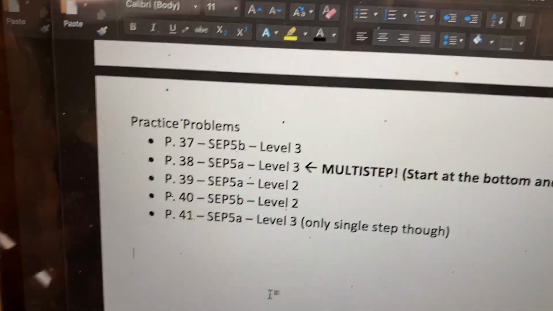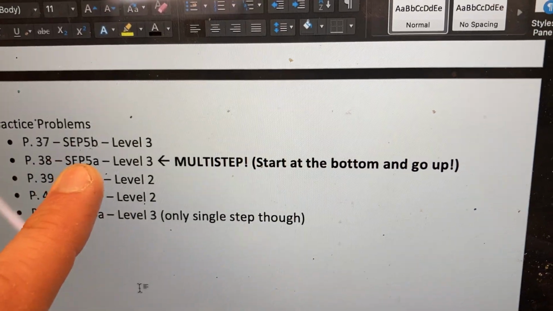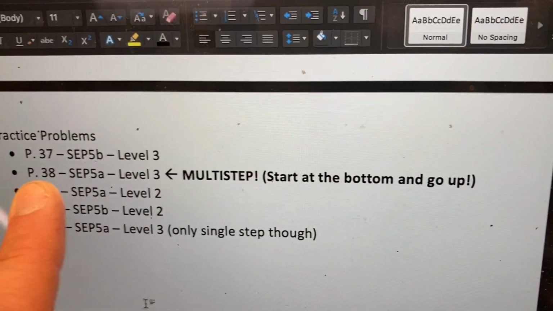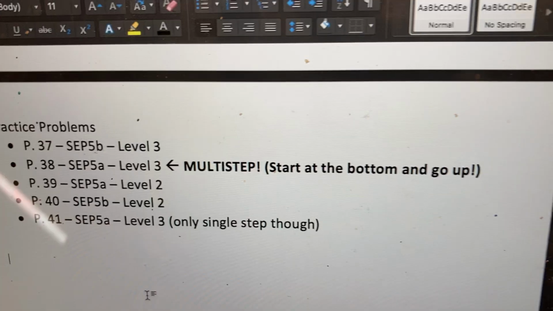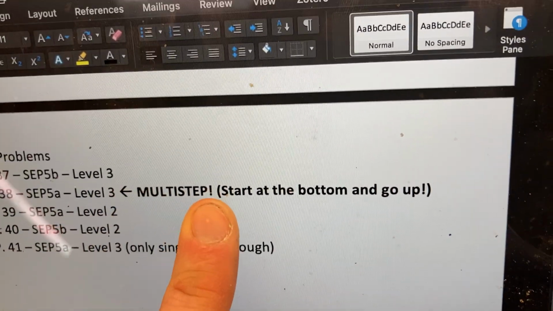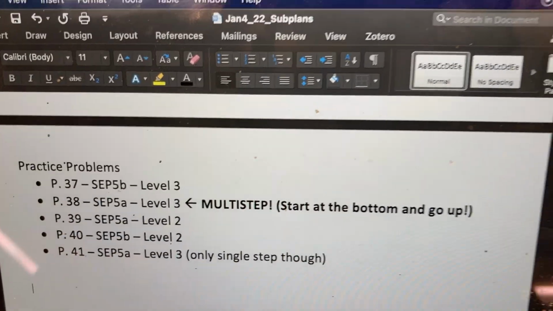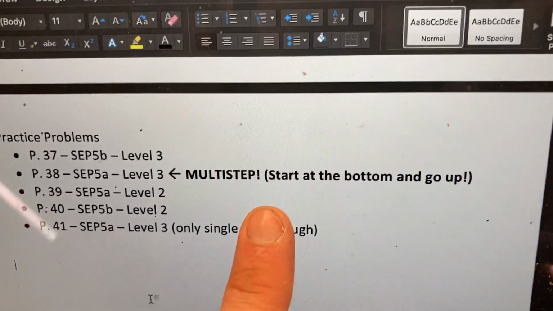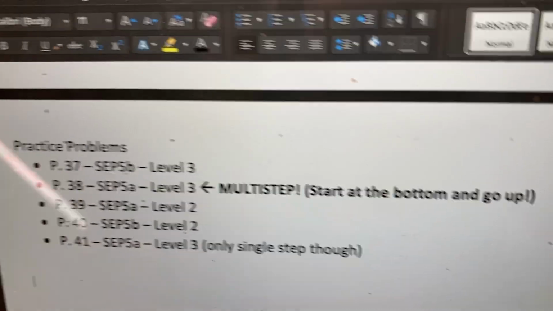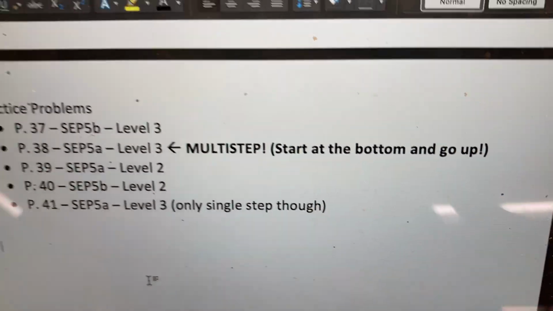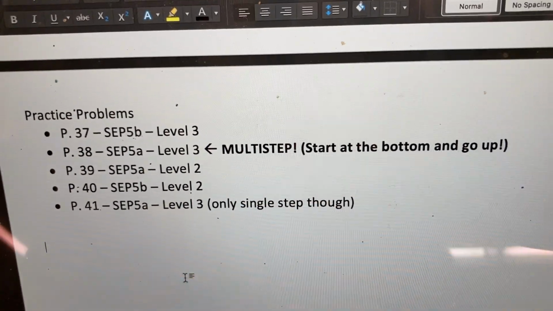So how about this? Your goal today for SCP-5A is to work on page 38. Eventually, when we do the formative on Monday, it's going to have some multi-step problems. However, some of those multi-step problems I had taken for our challenge that are at the top. So my recommendation is start at the bottom and you'll get some new problems that you haven't seen before. And the key is already online.